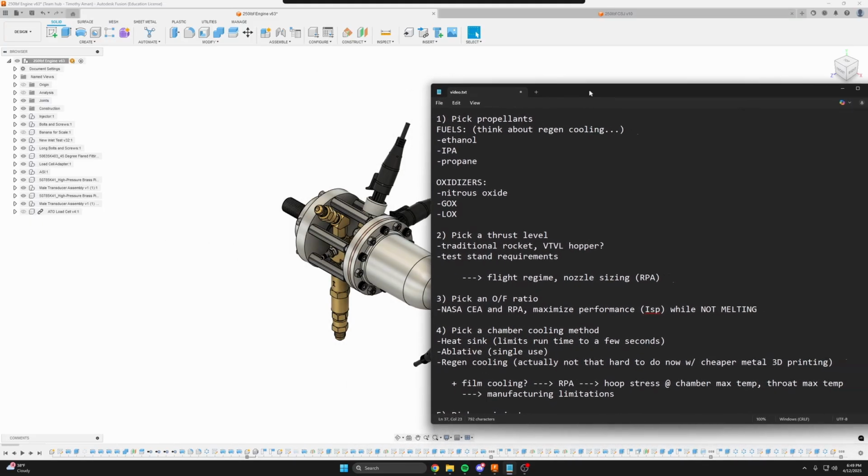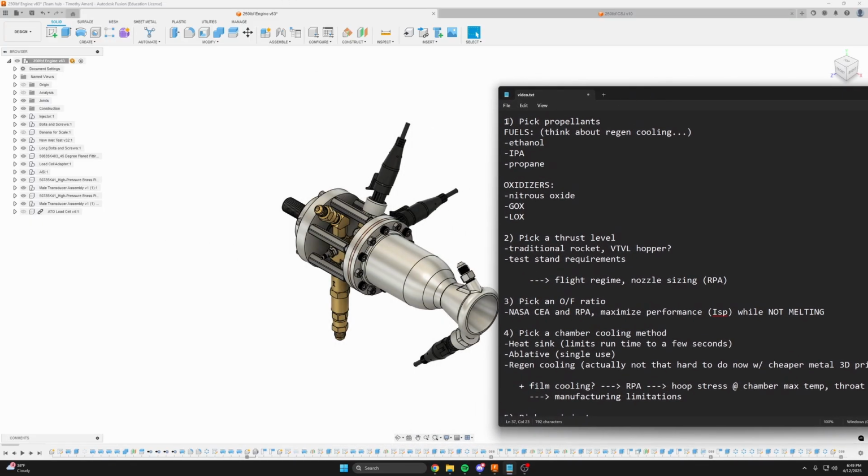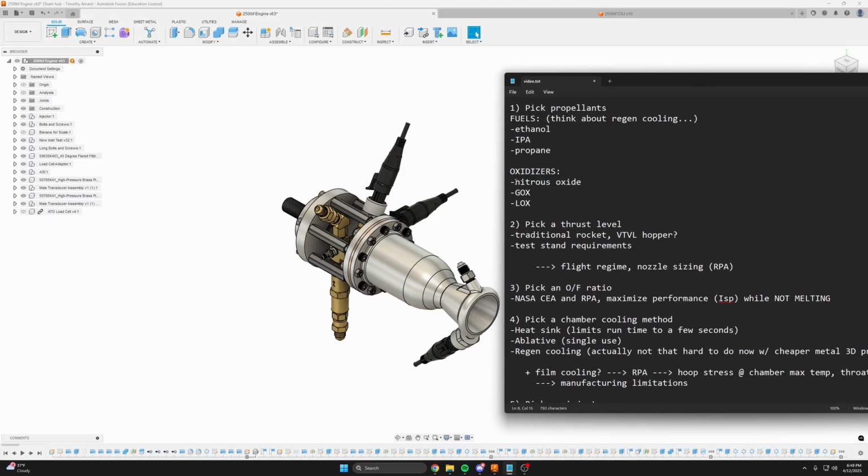So the very first thing you want to do is just pick your propellants. And if you're at the amateur level or the collegiate level, this is gated or limited by what you have access to and how big your budget is. So what we chose was ethanol and nitrous oxide, which are two very common propellants in the amateur liquid rocketry scene right now. They're easy to get a hold of. You can get this from an automotive racing shop. Nitrous oxide is the same nitrous that makes your car go fast. And then ethanol is pretty easy to source as well.